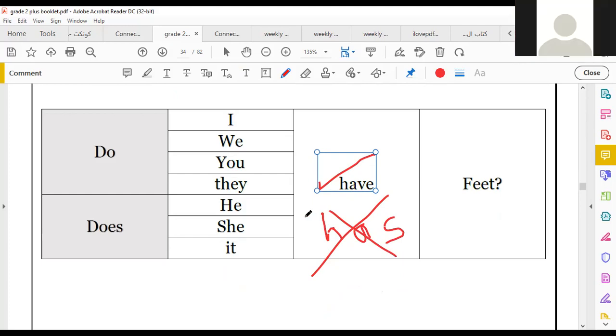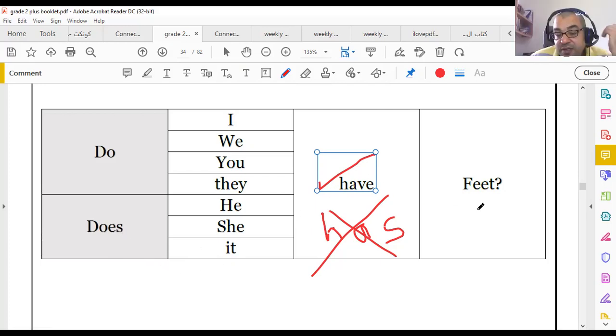Teacher, this or this what? This is Connect Plus booklet. Okay, Ahmed? This is grade what? This is grade 2B. Okay.